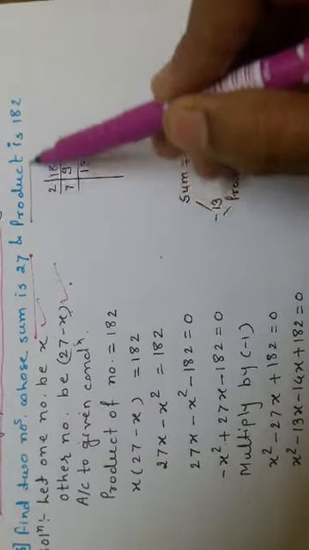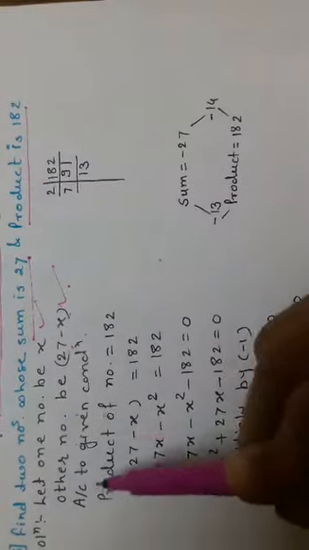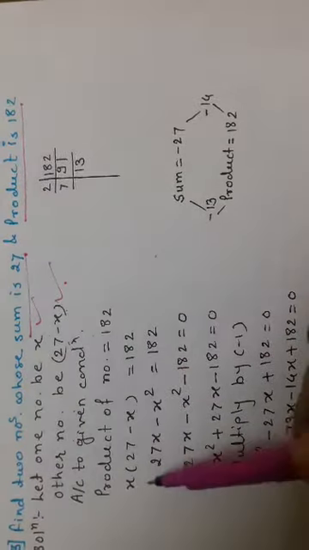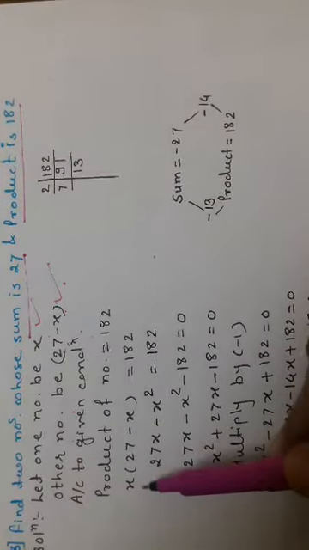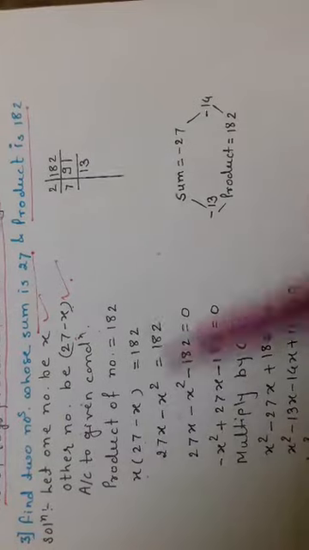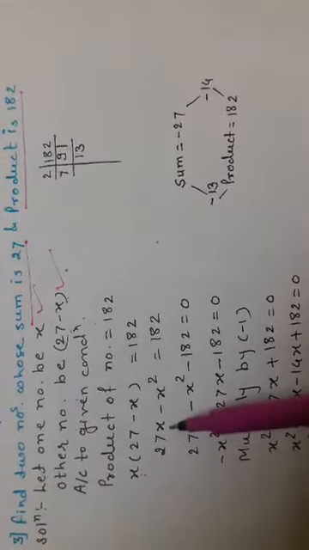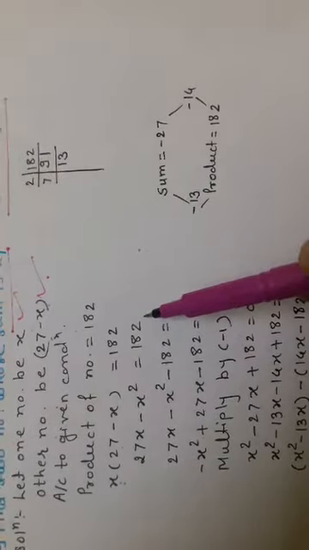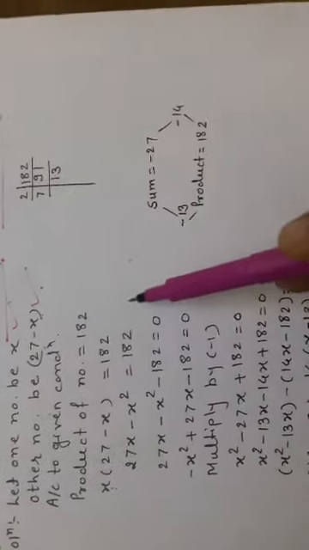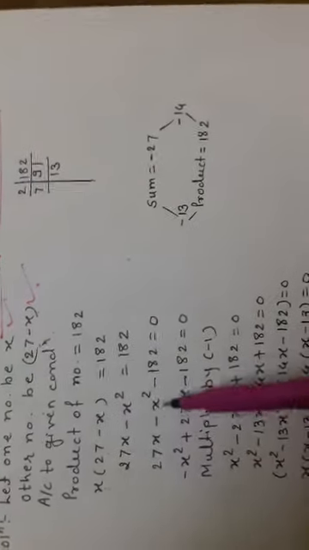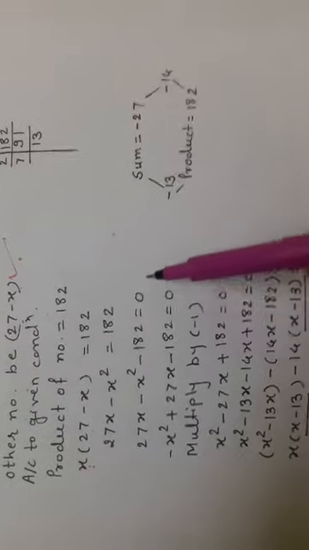Then the next condition is product is 182. So according to the given condition, the product of the numbers is equal to 182. Which are our two numbers? x and 27 minus x is equal to 182. x into 27 is 27x minus x into x is x square, equal to 182. We want the right hand side to be 0, that's why we will shift 182 to the left hand side: 27x minus x square minus 182 is equal to 0.